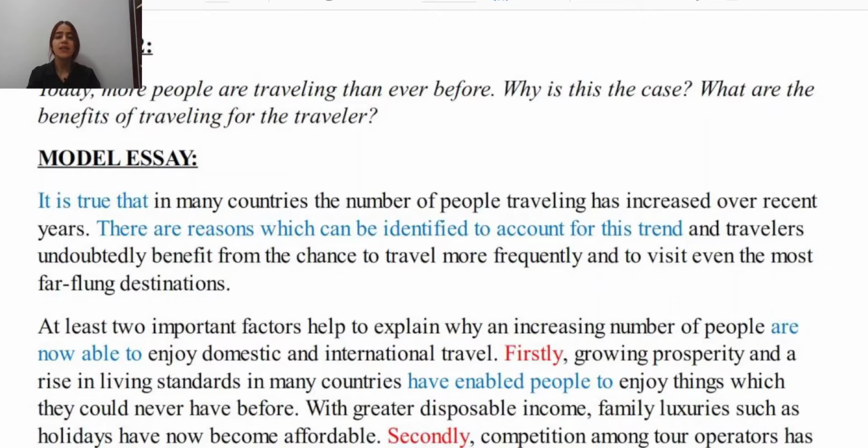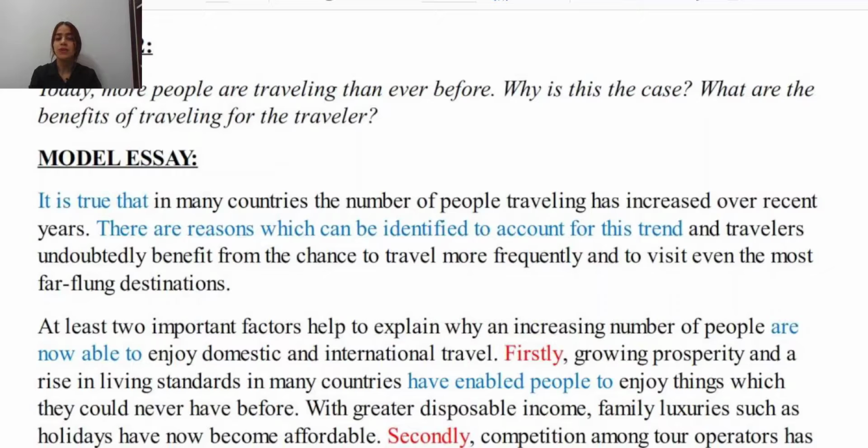Let's see what kind of question we are dealing with. Today, more people are traveling than ever before. Why is this the case? What are the benefits of traveling for the traveler? So the model answer would be like this. As you can see, we've got two questions, so we need to answer and address both items in order to be okay with task achievement.